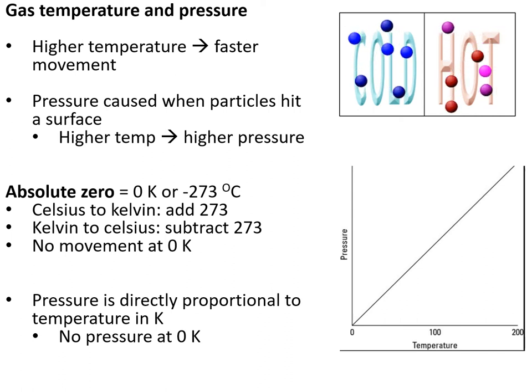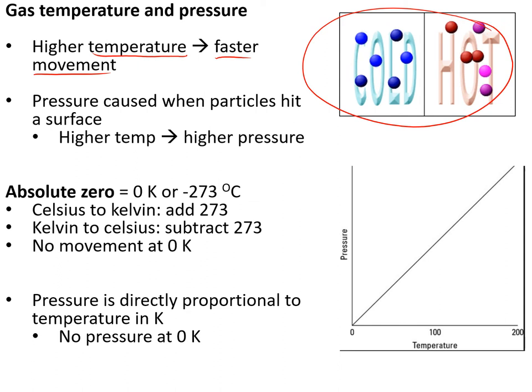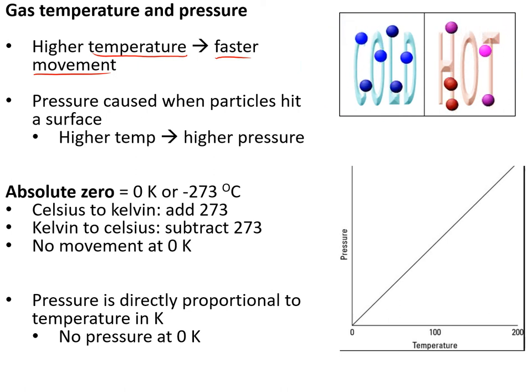Now, gas temperature and pressure. We've already met the idea that when a substance is hotter, its particles are moving faster. And again, you can see that here. You can see on the hot side, the particles are whizzing around, and on the cold side, they're just kind of ambling along.